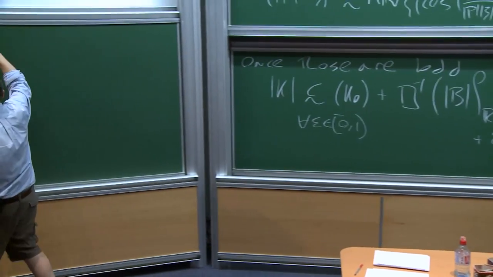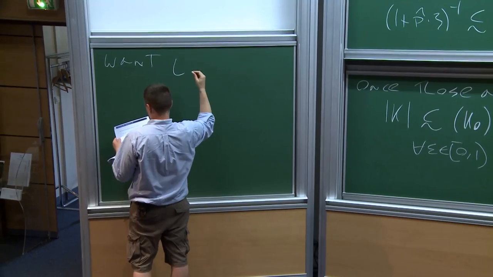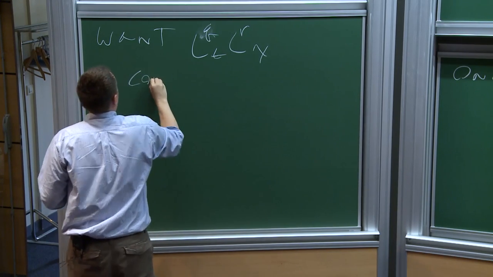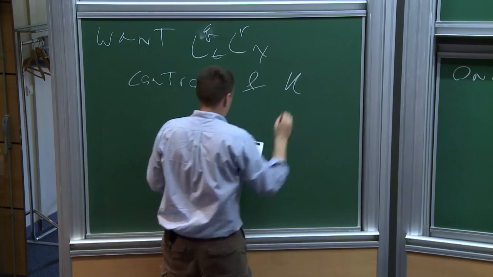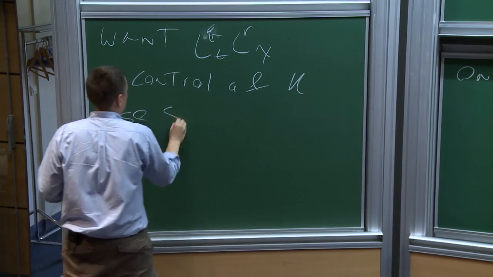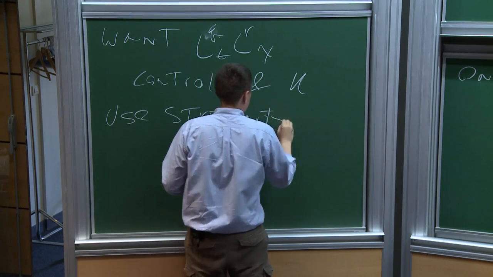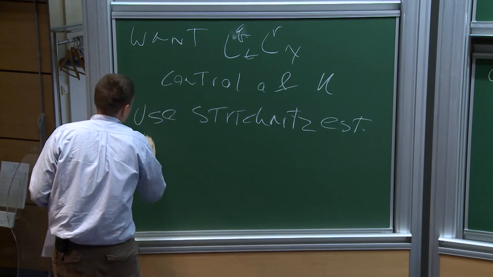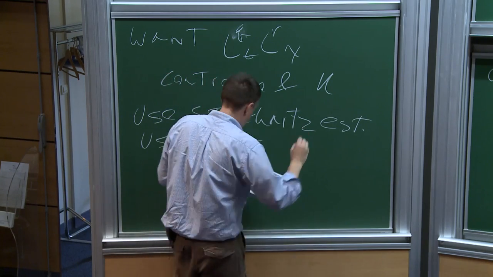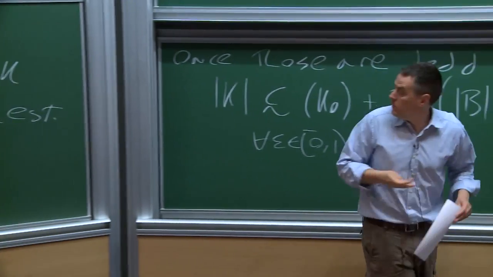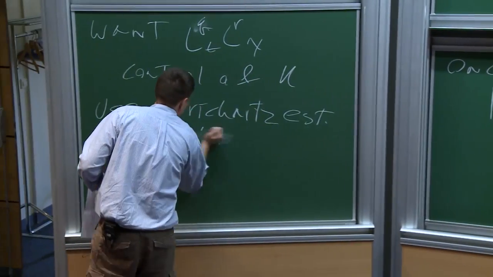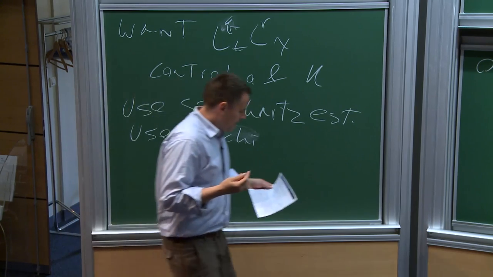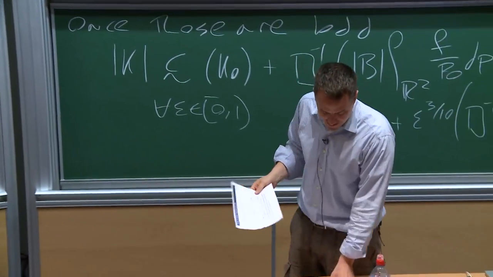So we want LQT LRX control of K. So now we can use Strichartz's estimates. In fact, I use the improvement of the Strichartz's due to... There's an S there. What? Can you confirm the precise estimate you are going to use? Yes, that's coming. But not yet.